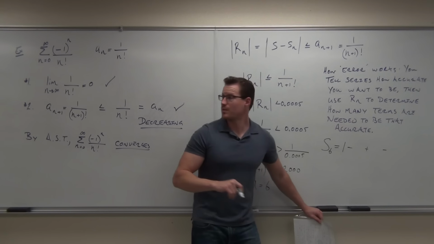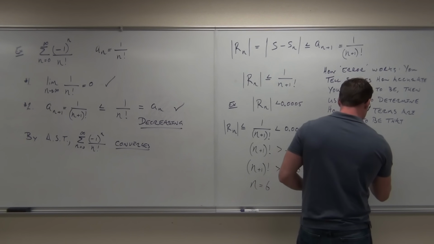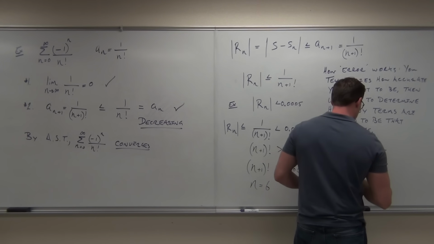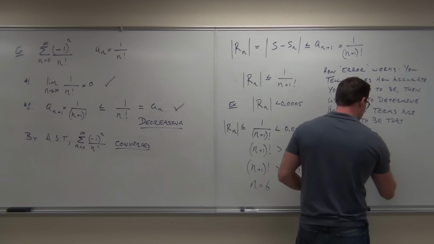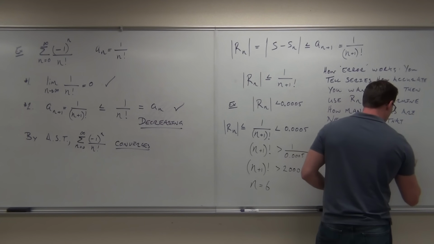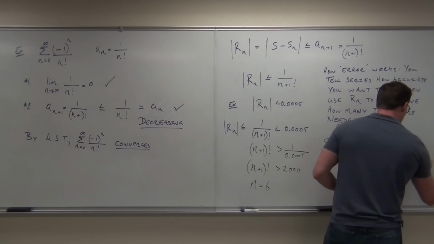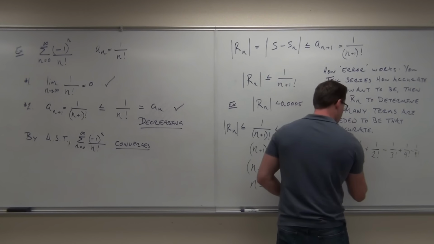Let's plug in 1. Remember, we start at 0 here. Now we plug in 1. When I plug in 1, what do I get? 1. I plug in 2, I get 1 over factorial 2. I plug in 3, I get 1 over 3 factorial, plus 1 over 4 factorial, minus 1 over 5 factorial. I ran out of room.